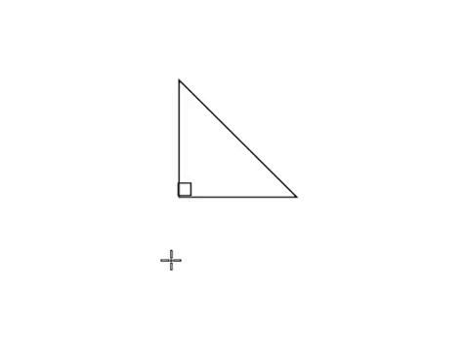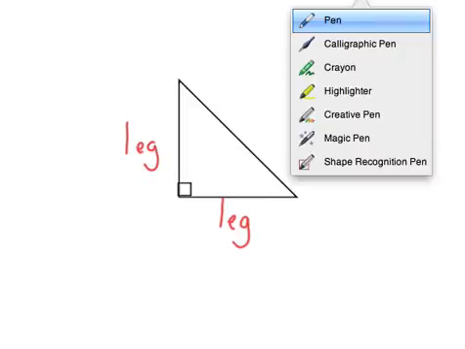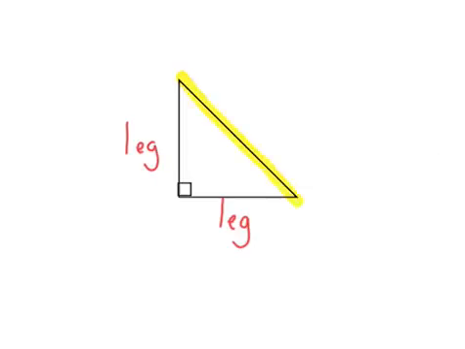So I'm going to start with your right triangle. Remember, we said the Pythagorean Theorem only works for right triangles. So first off, I need to know what these two sides are called. Remember, those two sides are called the legs. And then we have this really, really long side that has a special name, and that name just happens to be really, really long. That one is your hypotenuse.